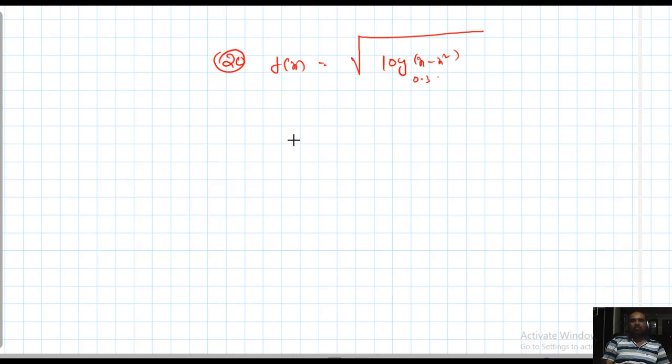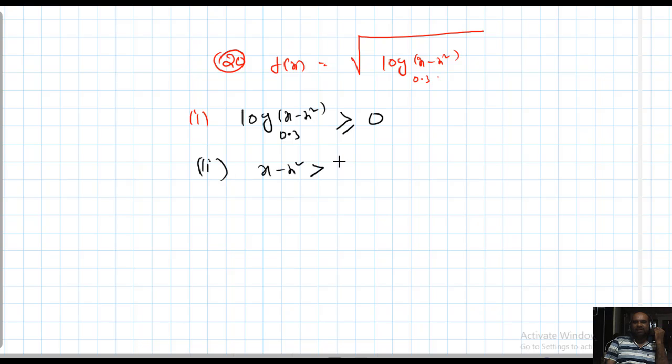Yeah, next problem. This is also interesting. Condition number 1: logarithm of x minus x square to the base 0.3 should be greater than or equal to 0. Condition number 2: x minus x square should be greater than 0. Now I want to find the common x which satisfies these conditions. Okay, first one.